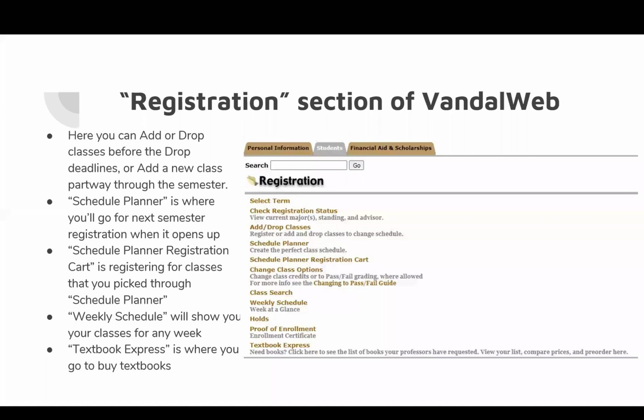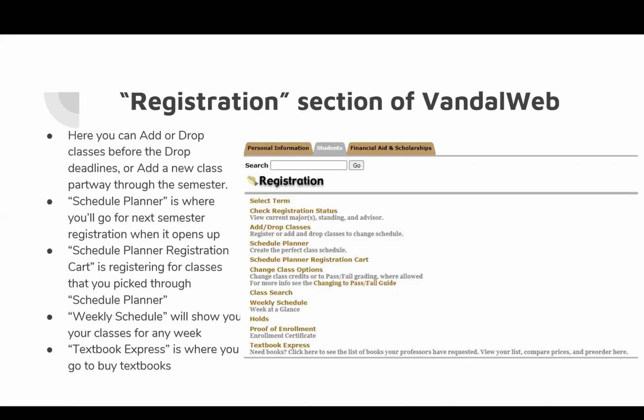If you need to change any of your classes, you can see add drop there. You can also view your weekly schedule, and then under weekly schedule, you'll see your holds. That's if you have an academic hold by your advisor or anyone receiving the GI Bill, you have a hold there, not letting you change your classes until you address that with the person who caused it.